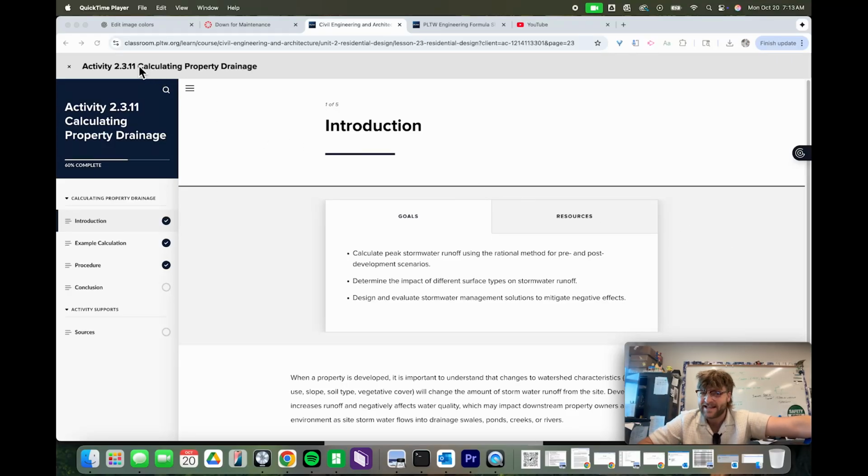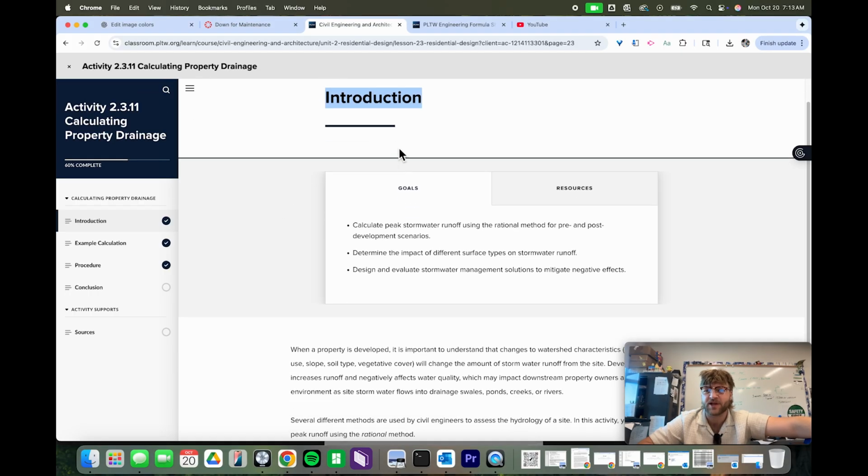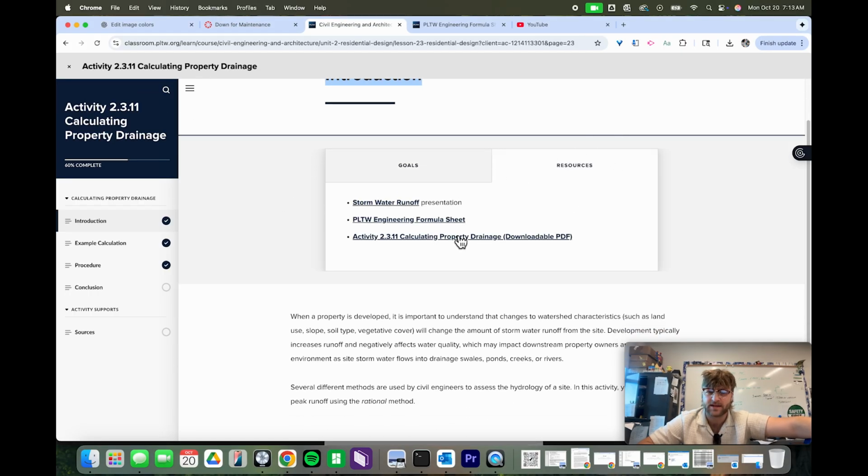It's going to be the ETEX calculating property drainage activity. And so we've got the introduction here. They've got the goals. They've got the resources as well. This is the actual PDF that I've hyperlinked in our Canvas assignment. But you do want to make sure that you have the engineering formula sheet, and also having the presentation notes up too is always very, very helpful.